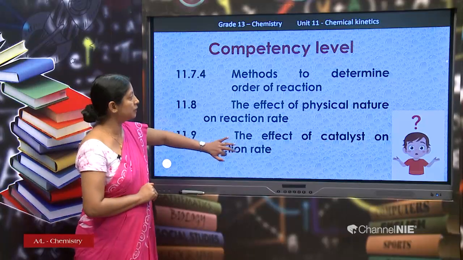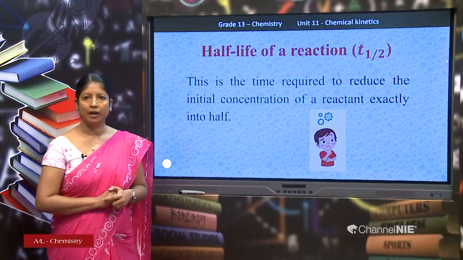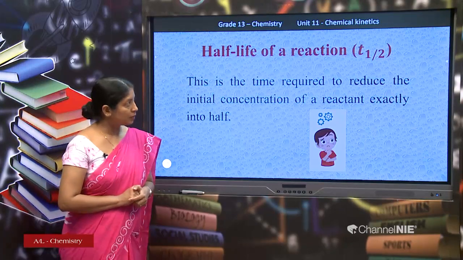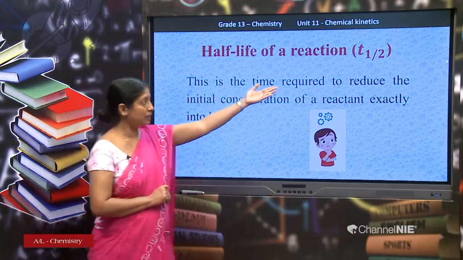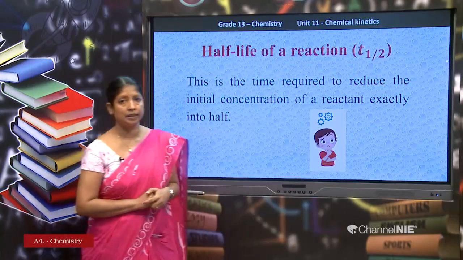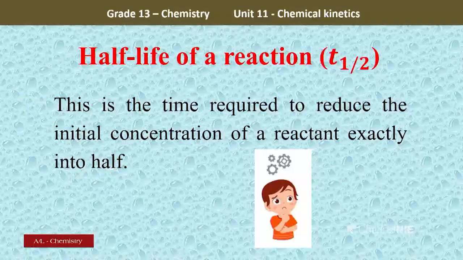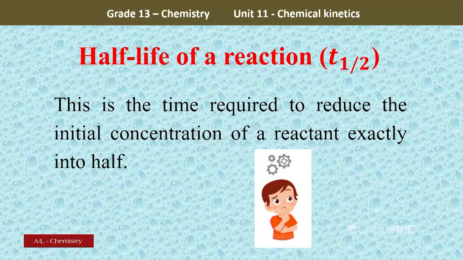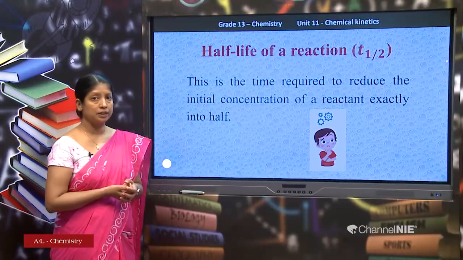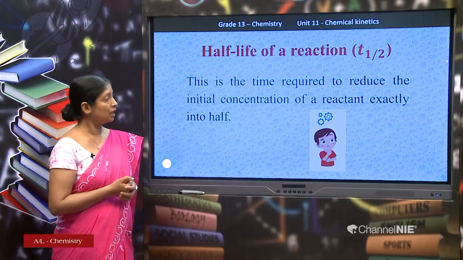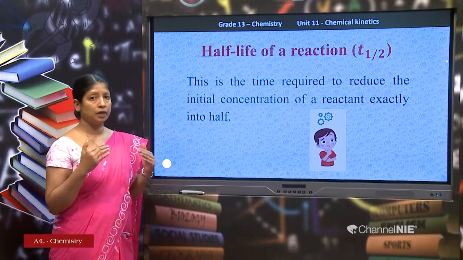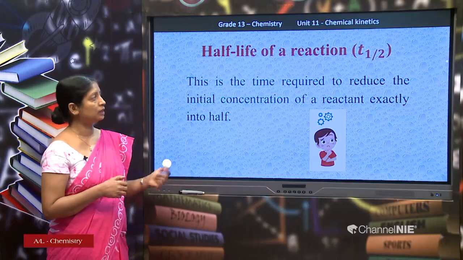We will start with the first one, half-life. The standard symbol for the half-life is given here. You can see it is written as T half. The t is in simple letters. And how do we define this? This is defined as the time required to reduce any initial concentration exactly to half. If you are provided with a certain reactant concentration, the time required to reduce that exactly by half is known as half-life.